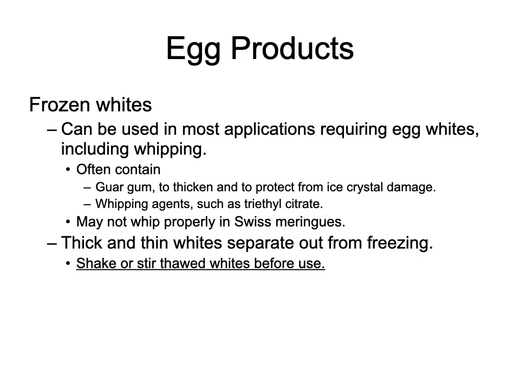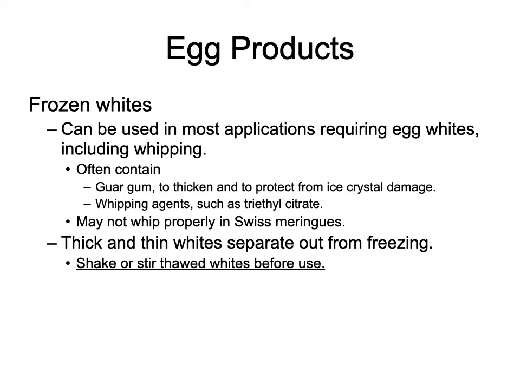Now, I use frozen whites quite a bit. It can be used in most applications requiring egg whites including whipping. The great thing is that you can make meringues and so forth. You do want to check the package because some of the whipping agents that they add can have an effect on our Swiss meringues and our Italian meringues.